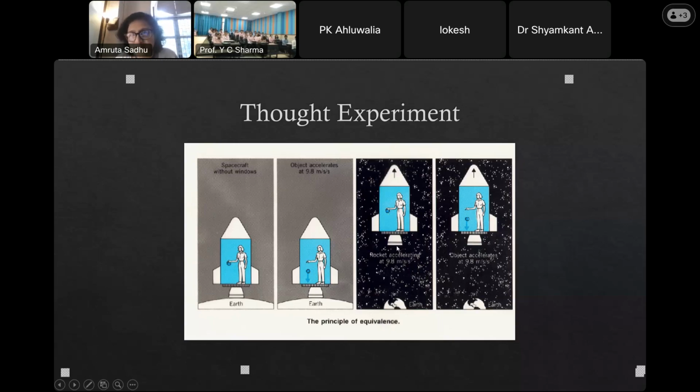Now, this rocket is in space. The lady has dropped the ball, but now the ball is not moving, but the rocket is going up. So what will happen eventually? This rocket will reach wherever the ball is, right? But to the lady inside, both scenes will look the same. All she will see is the ball falling from her hand and touching the ground. Because there are no windows, she has no way to tell which scenario she is in. So this is the principle of equivalence.